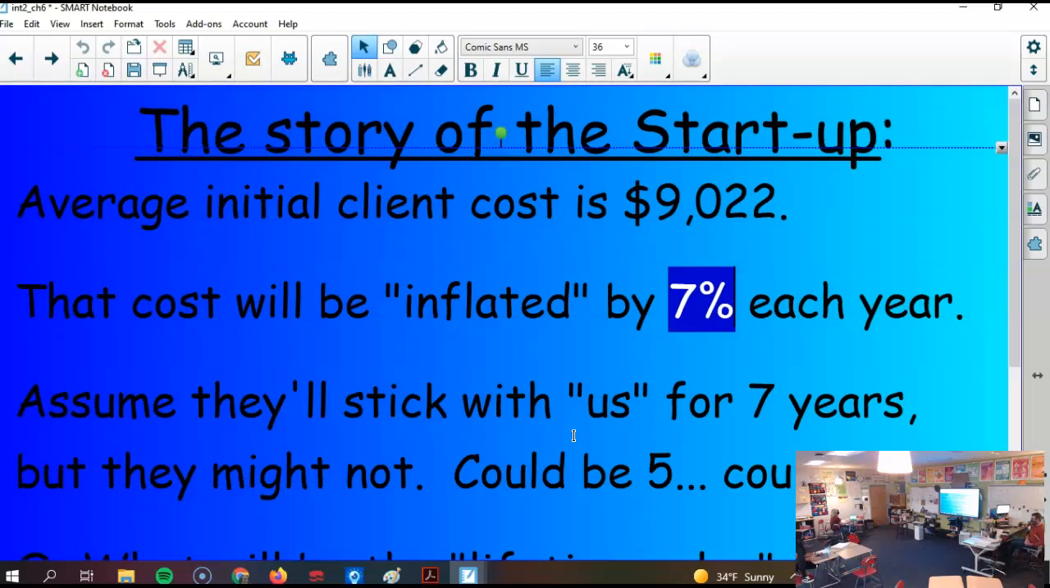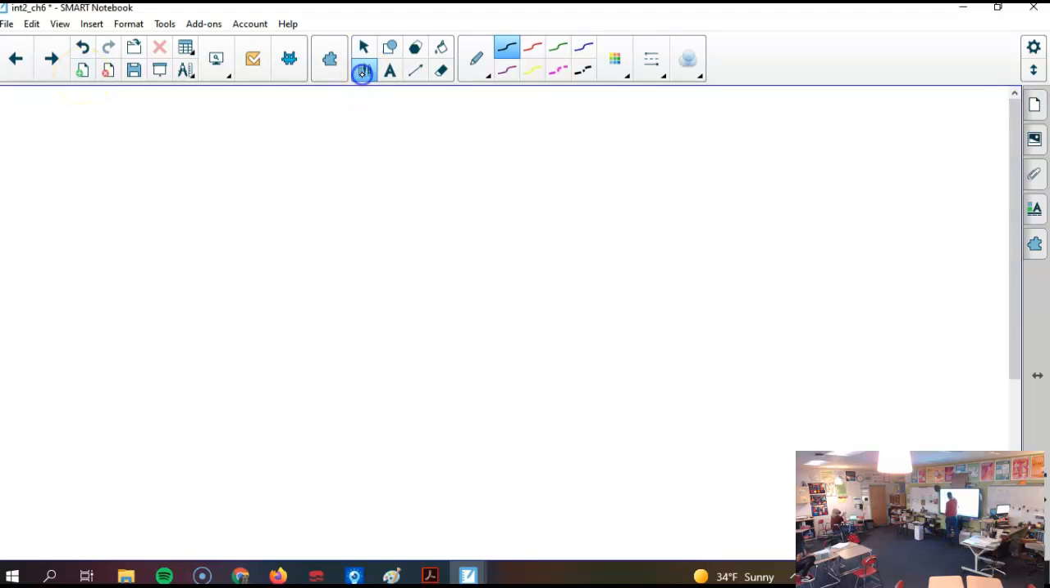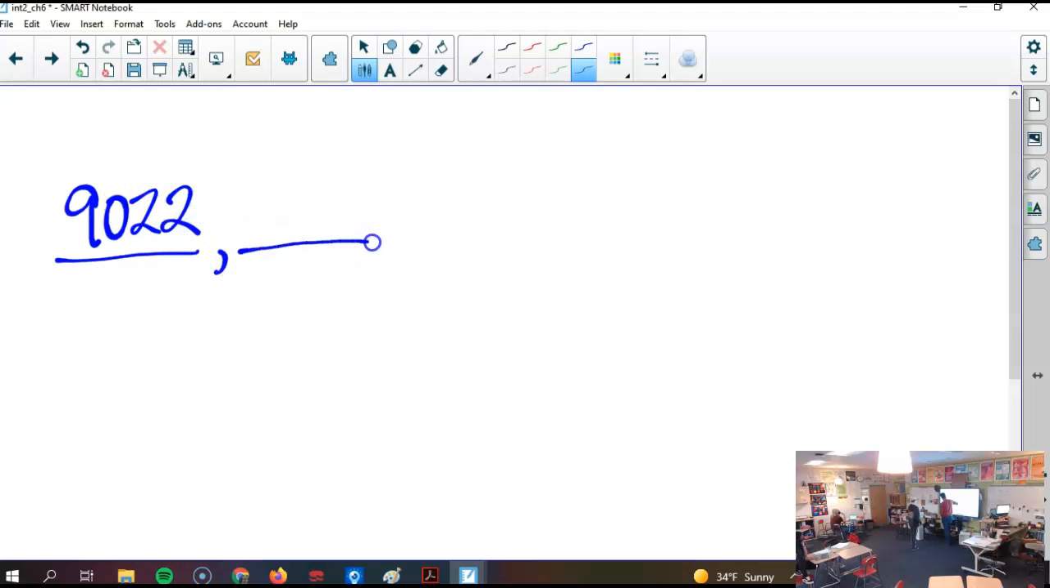We could use a recursive formula. That'd be really easy. What do you mean we could use a recursive formula? Like T of n equals T of n minus 1, and then it's plus 9,000 times 1.07. Right? So you're saying if year 1 was 9,022 or whatever it was, then the second value would be 9,022 plus 9,022 times 1.07.